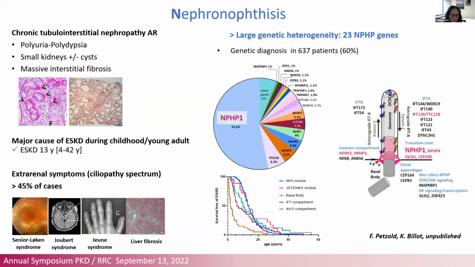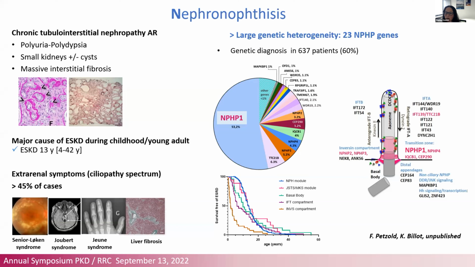And as in the ciliopathy spectrum, in half of the cases in this cohort at Necker there are extrarenal symptoms. The main one is retinal dystrophy, with the Saunier-Laken syndrome, but also neurological symptoms, skeletal symptoms, and hepatic fibrosis. So there is a large genetic heterogeneity in nephronophthisis and associated syndromes.